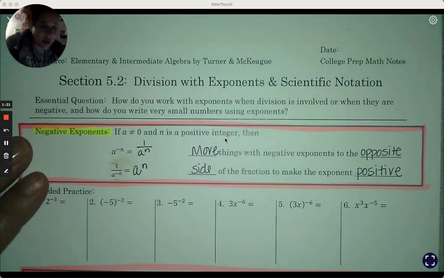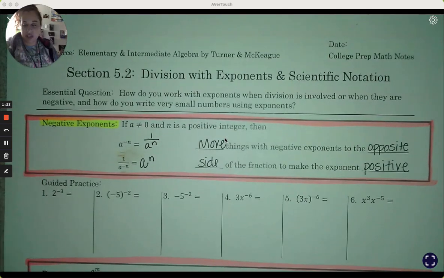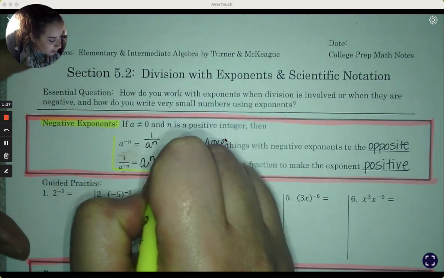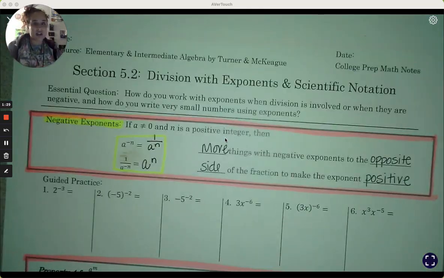That's weird. Okay. And so these are actually really, really important, and a very important concept. Okay, so let's look at our examples. All right, so we have 6 examples for you today.